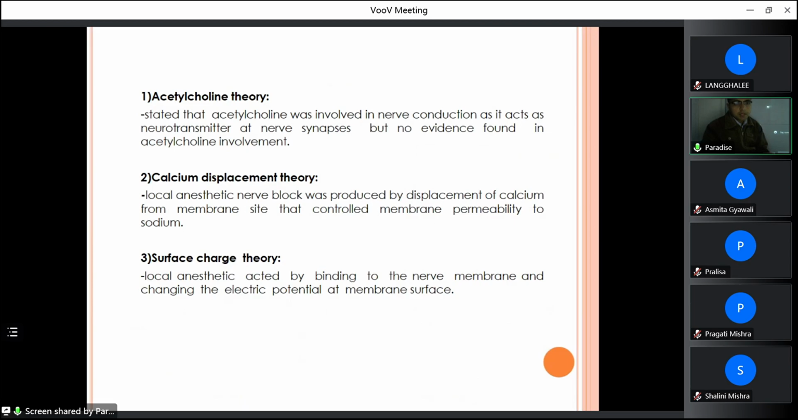Acetylcholine theory states that acetylcholine was involved in nerve conduction as it acts as a neurotransmitter at nerve synapses, but no evidence was found of acetylcholine involvement. That's why this theory was rejected. Another theory was the calcium displacement theory. It stated that the local anesthetic nerve block was produced by displacement of calcium from the membrane site that controlled membrane permeability to sodium. Again, it was not proven, and that's why it was also rejected. The third one is the surface charge theory. It stated that the local anesthetic acted by binding to the nerve membrane and changing the electric potential at membrane surfaces, but no evidence suggests that there is a change in surface charge. That's why this theory was also rejected. So you should only know the names. You don't have to go into detail.